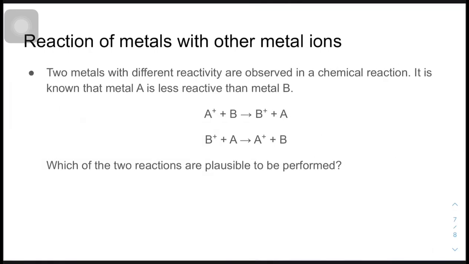Next, 2 metals with different reactivity are observed in a chemical reaction. It is known that metal A is less reactive than metal B. And there are 2 reactions: A plus B ion, and B plus A ion. Which of the two reactions are plausible to be performed?